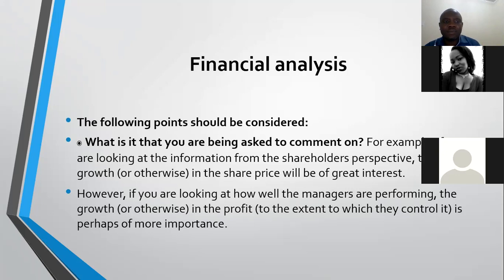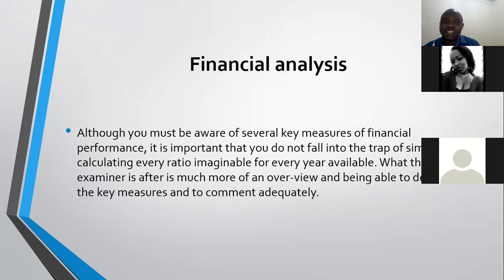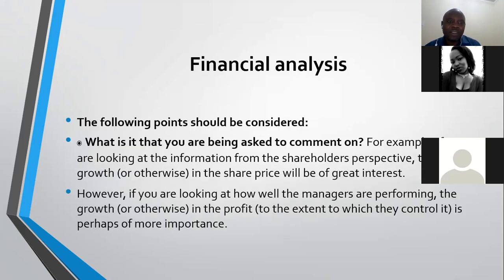Mm-hmm. So I think what the examiner is after is much more of an overview and being able to determine the key measures and comment adequately. So the following points should be considered. What is it that you are being asked to comment on? I saw a question, let me not belittle that question. It should have been, I don't know if it was in your exam, on ratios. There are some assets turnover, debt, PE ratio, which is the market price per share over the earnings, which looks at the risk appetite of investors. There were a number of ratios, and they were asking you to compute and comment on those ratios.